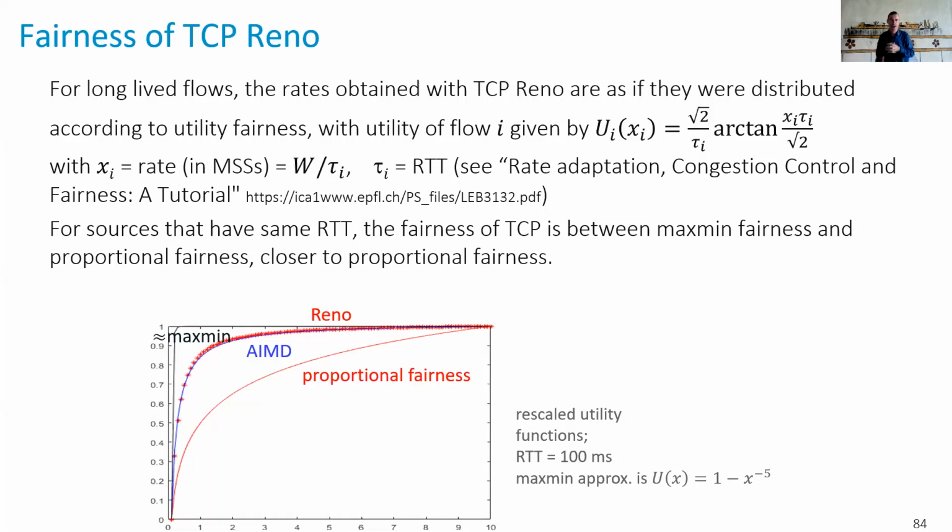So this is, as an approximation, what TCP Reno, this version of TCP, does to the internet distribution of rates. It uses a utility function that is given by this formula. This formula is if we count everything in packets, so the rate xi is in packets here. And you see that the tau i, which is the round trip time, plays a role. What does this imply? This is what we will now discuss.